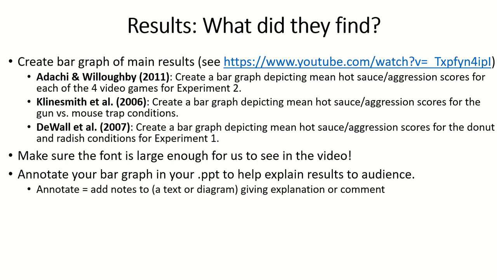Annotate your bar graph, put some text boxes, specify if the mean scores are significantly different, give an explanation or comment. So don't just put the bar graph up. You need to explain, both verbally and hopefully using annotations, what the audience is seeing. Explain to us what we are seeing. You're doing a pretty simple bar graph, so it's not going to be overly complex or complicated, but this is practice.